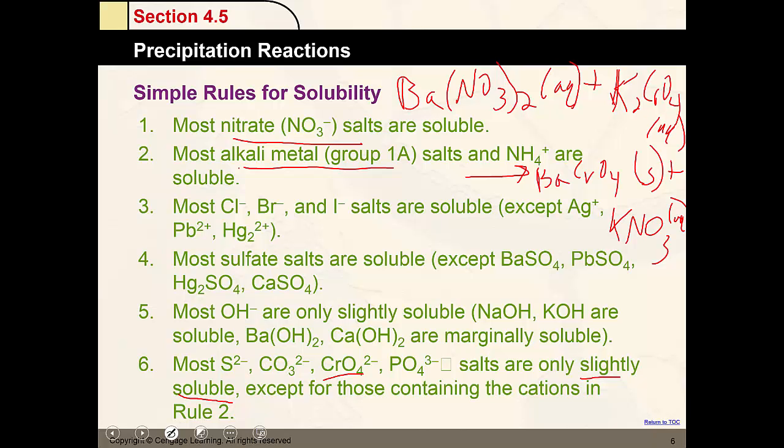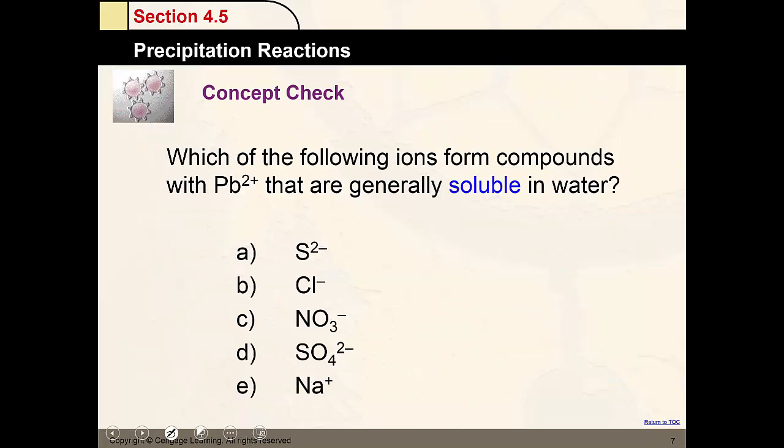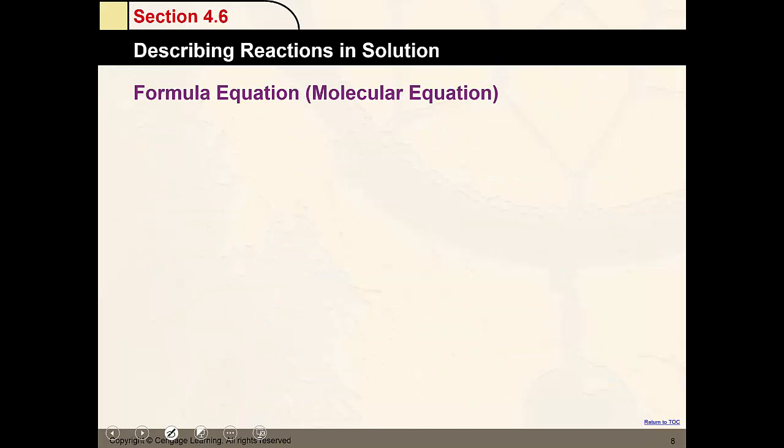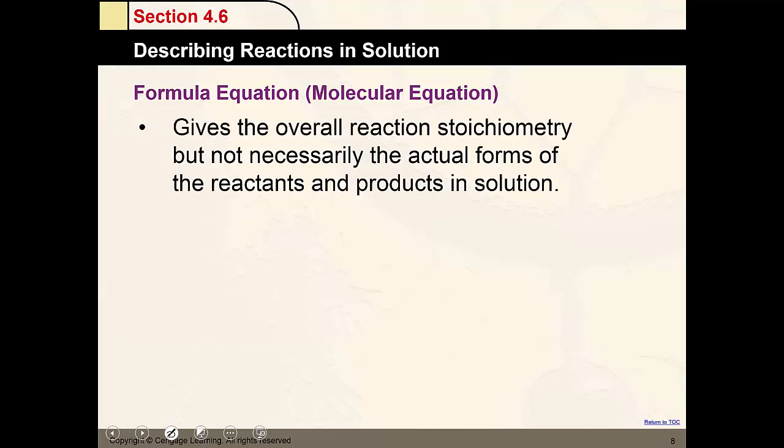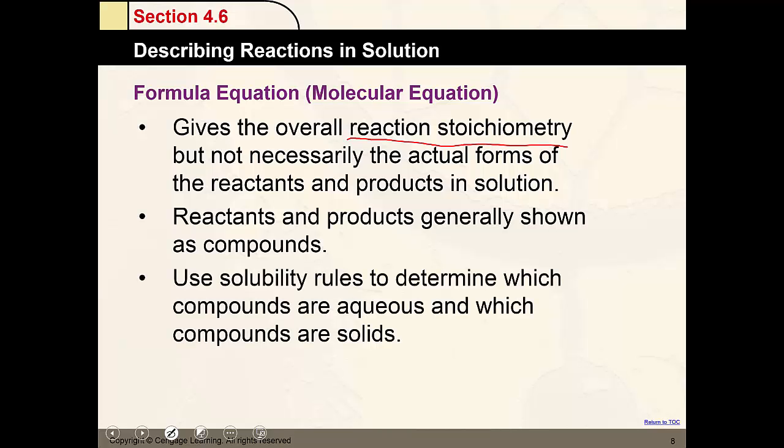Okay, and this formula that was just written is called a formula equation or molecular equation. That's exclusively what we've seen up to this point, where you use those mole ratios, you look at the reaction stoichiometry. But what we just saw wasn't the actual form of the reactants and products in solution. Yes, there are compounds, but in an aqueous solution, they actually exist as ions. Okay, so another example here.